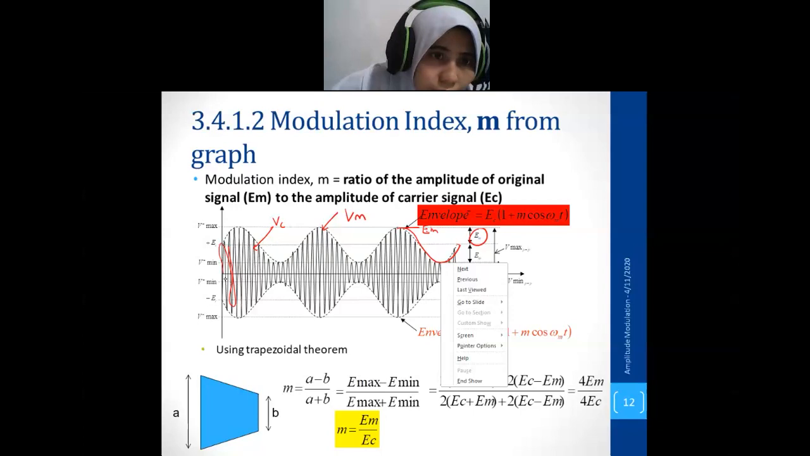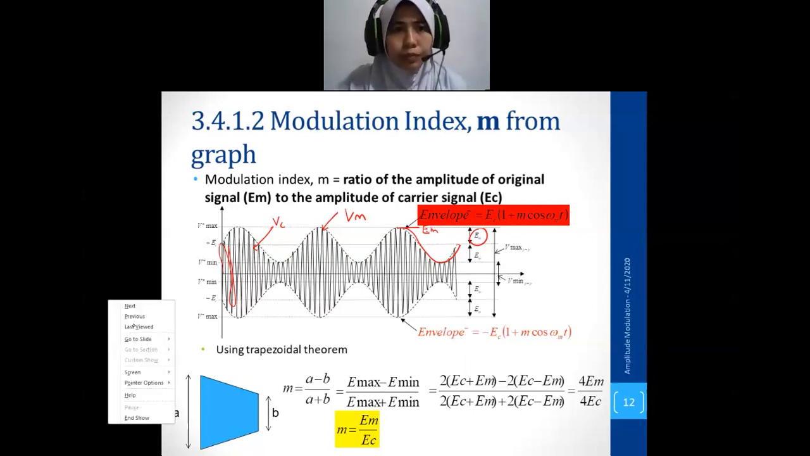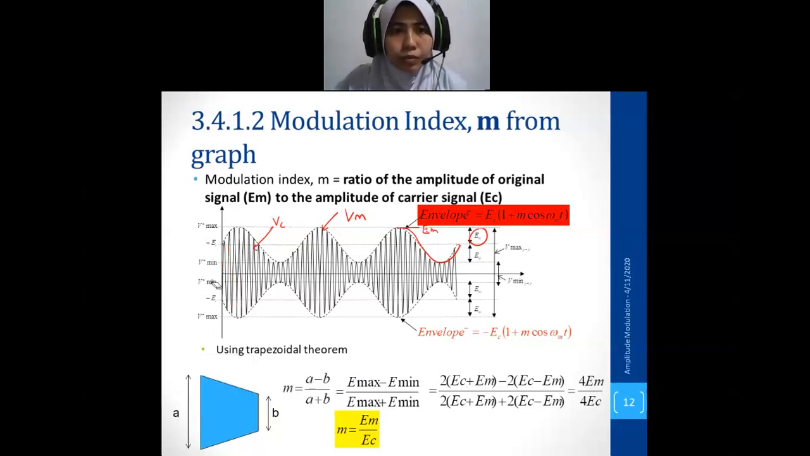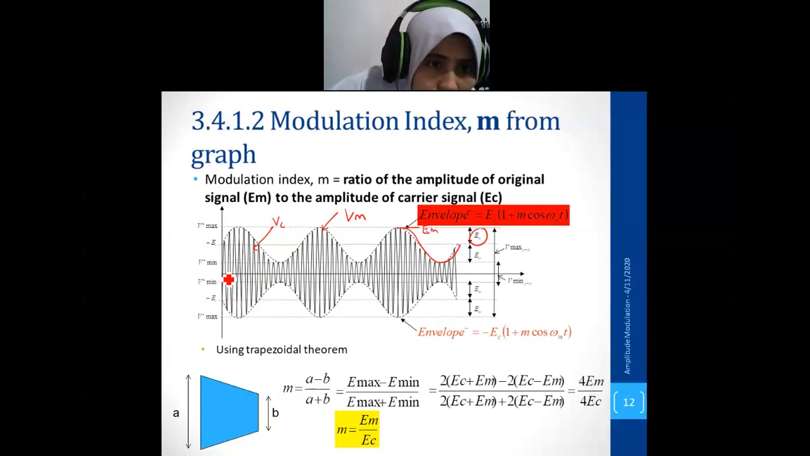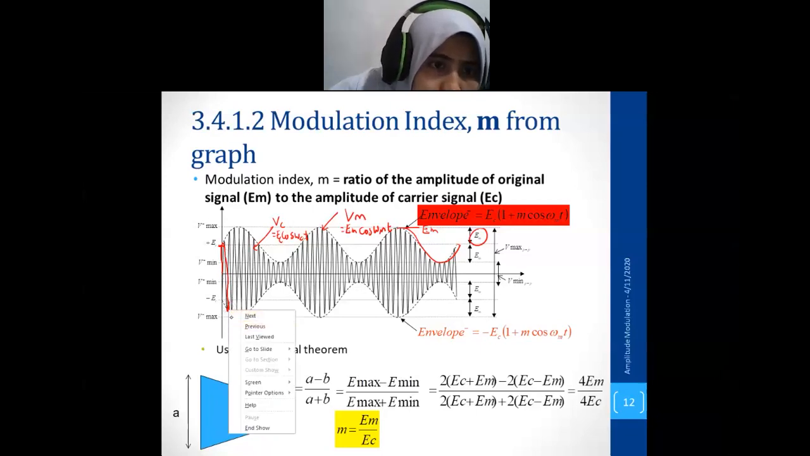Okay, the high frequency, small graph here is the carrier signal, and you can see the main is like this. This one. So this is the EC, because VC equals EC cos omega CT, right? And VM equals EM cos omega MT. So here, we have the amplitude of EC here. Okay, until here.